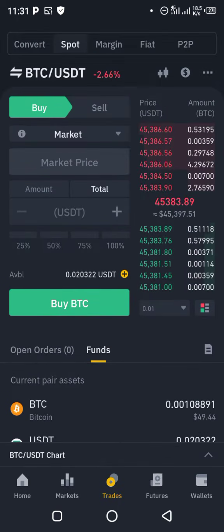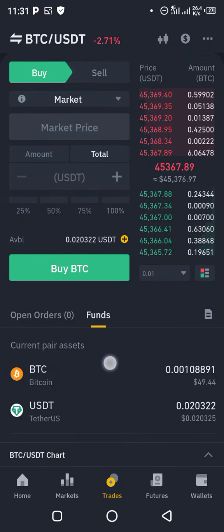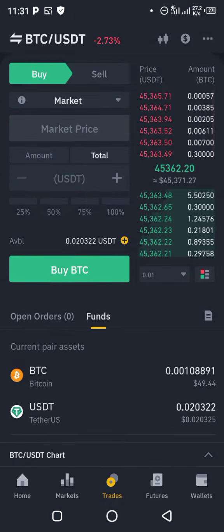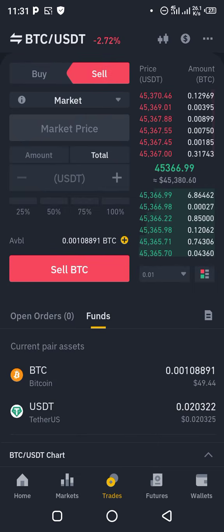Now I want to sell BTC. What price did I buy BTC at? I think 45,360 thereabout. Good. So now I want to tell Binance that, hey, if the price of this asset goes to 45,600, sell it for me. But if the price goes down to 45,200, Binance, please sell my BTC that I bought. Sell it for me, I'm not doing it again.